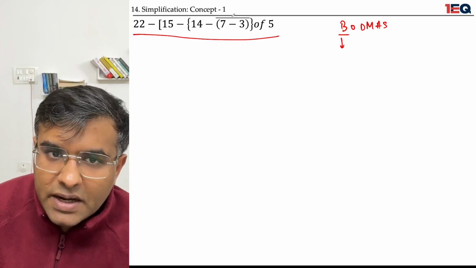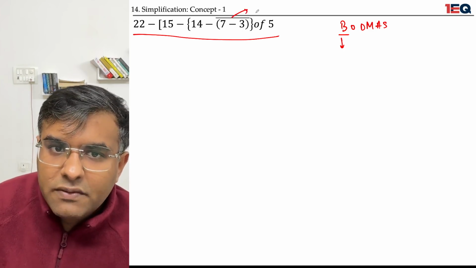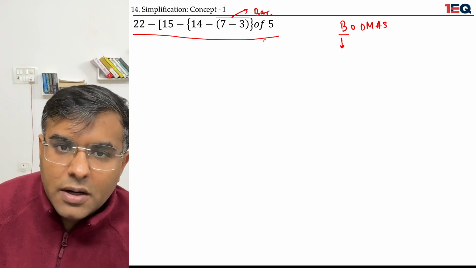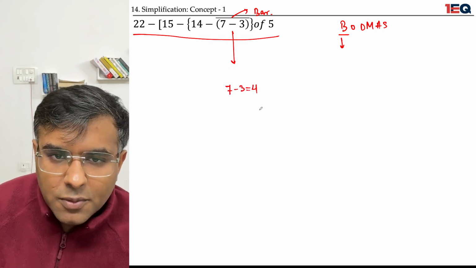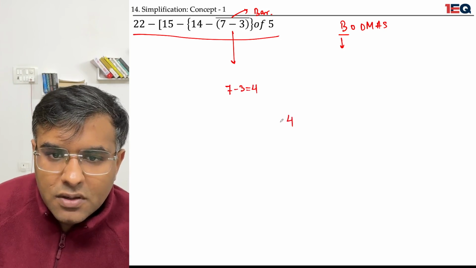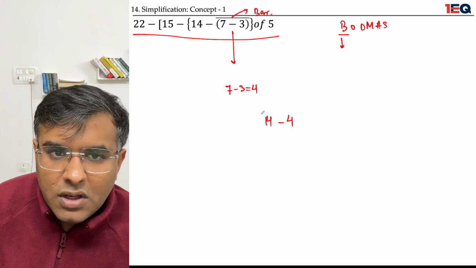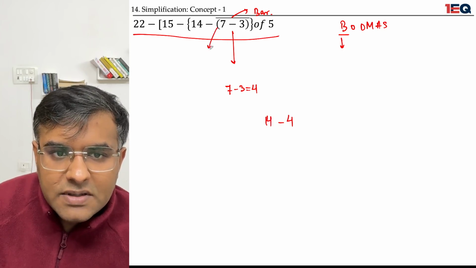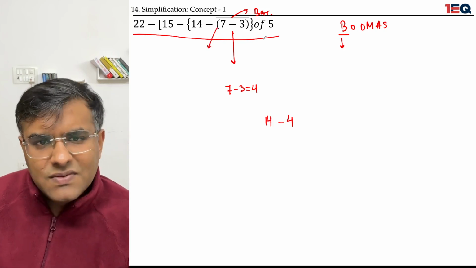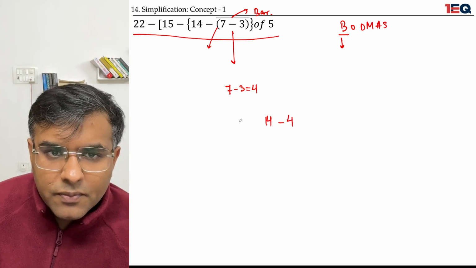We already have the bracket, and the first priority is supposed to be given to the bar bracket. So what I'll do is I'll immediately solve it. 7 minus 3 is nothing but 4. So we have 4 over here, minus 14, and it is already inside the curly braces, the round braces. So we have solved it.